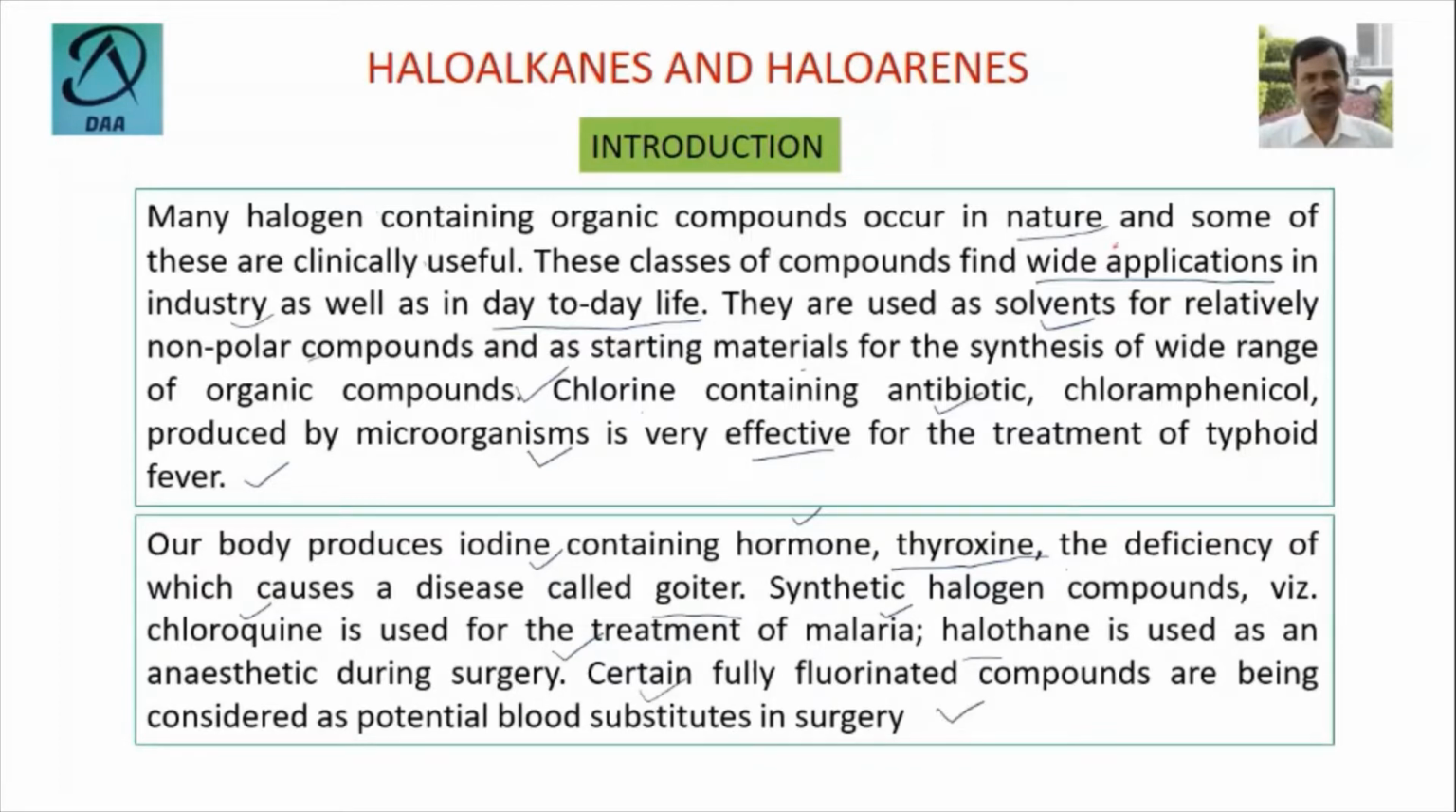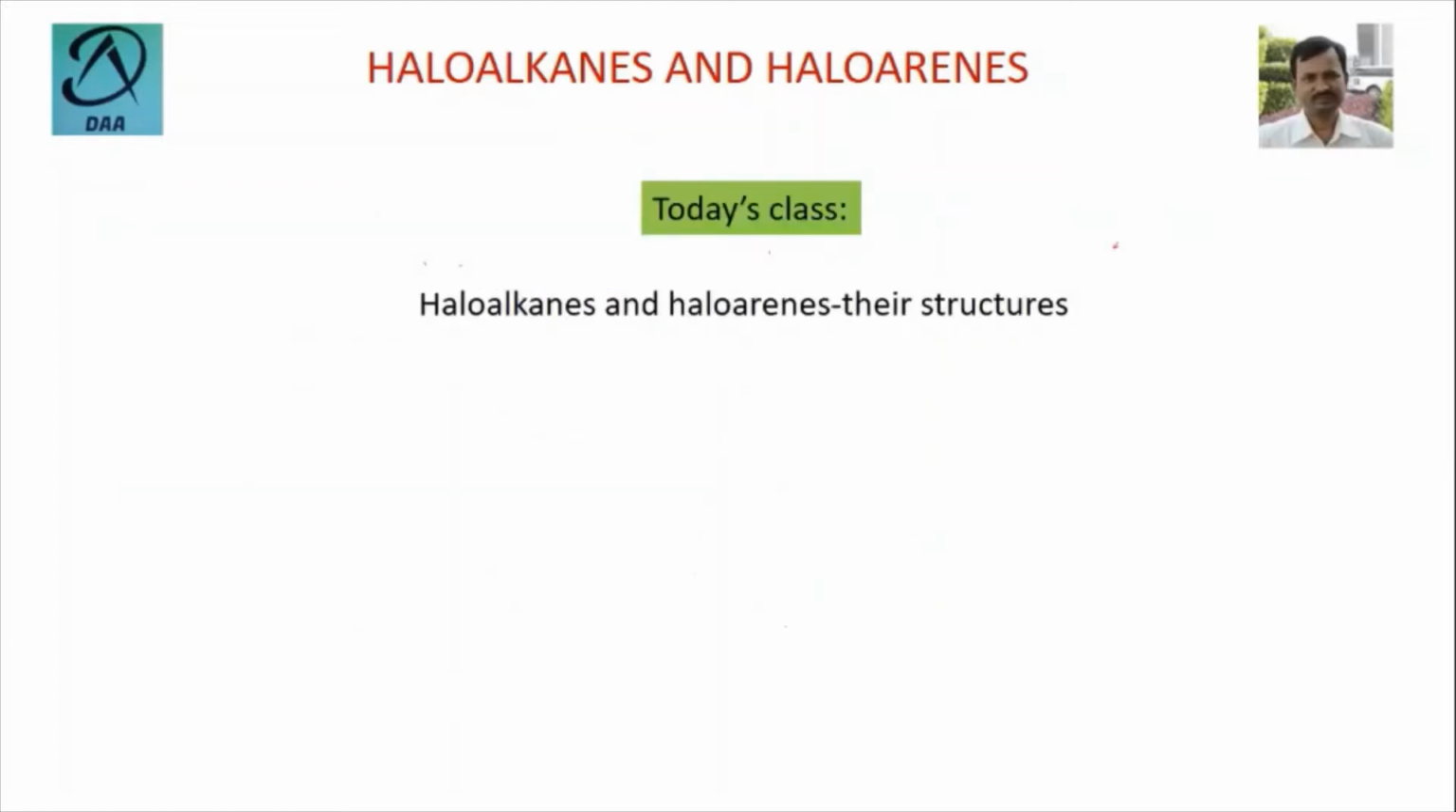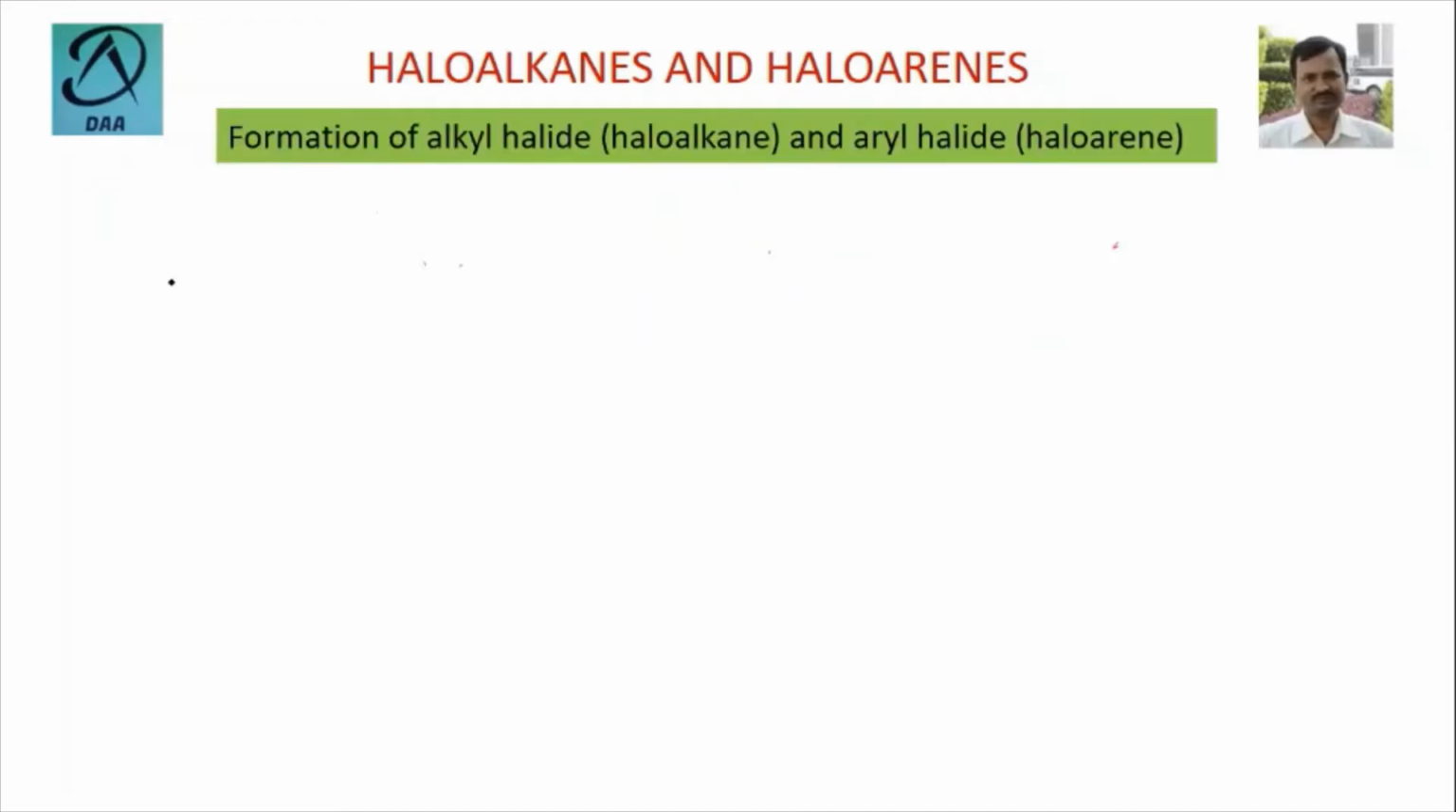So in this introduction, we find how halogen-containing organic compounds occur in nature, and how they are clinically useful as well as widely used in industry. Today's class is on haloalkanes and haloarenes, their structures. First, we will see the formation of alkyl halides or haloalkanes, in short, and aryl halides or haloarenes.